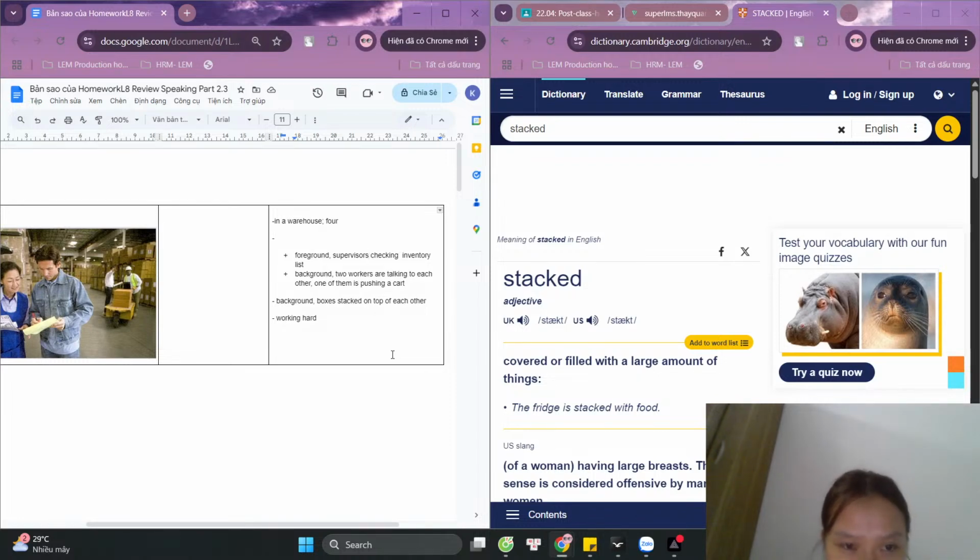This is a picture of a warehouse in the front while two supervisors are checking inventory lists. In the background, two workers are talking to each other. One of them is pushing a cart. In the background, boxes are stacked on top of each other. Maybe they are working hard.